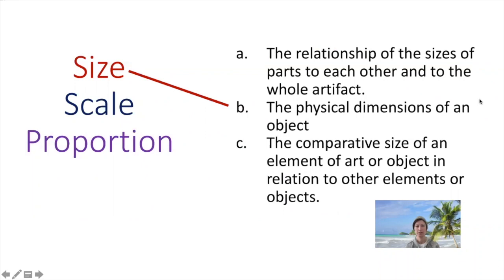Size: the physical dimensions of an object. Good. What about scale? Right, it's the comparative size of an element of art or object in relation to other elements or objects. Finally, proportion. There's only one option left, so it's obviously the relationship of the sizes of parts to each other and to the whole artifact. So a lot of this is about not just how big something is, but how big it is in comparison to or in relation to something else.